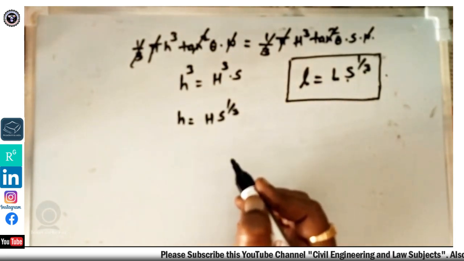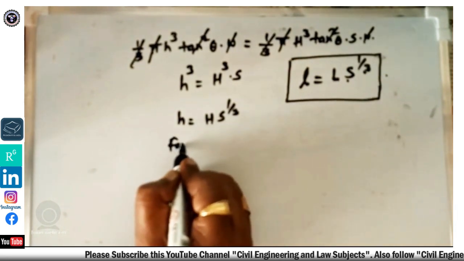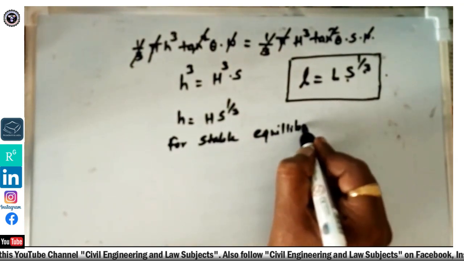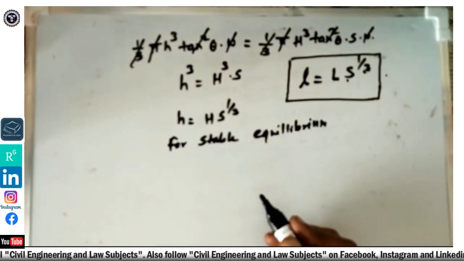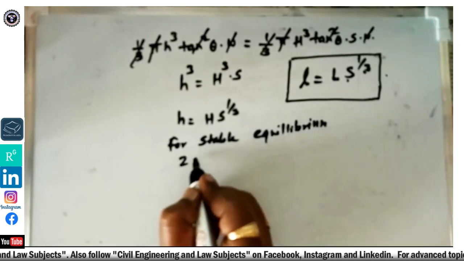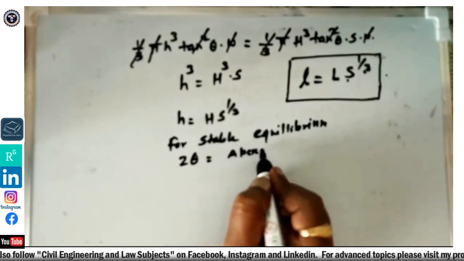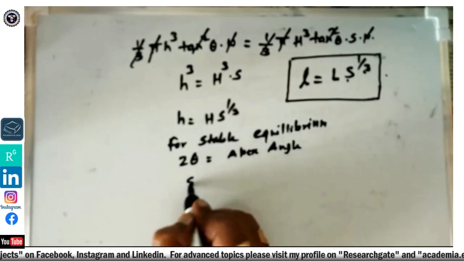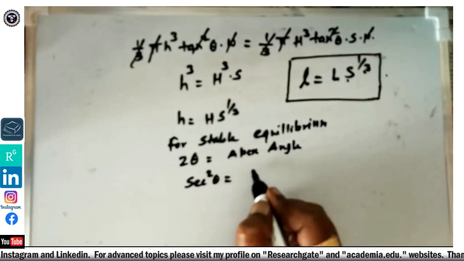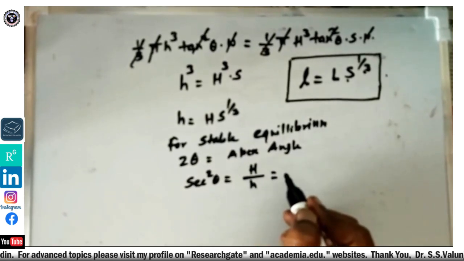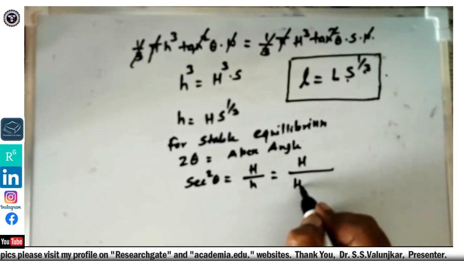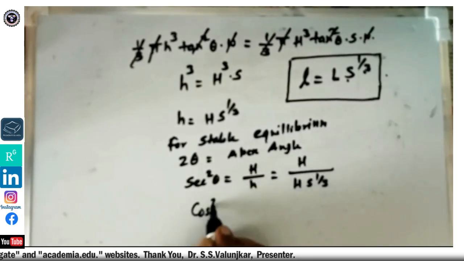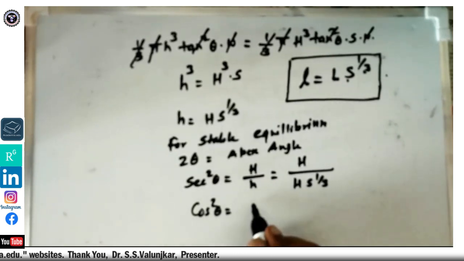Now for stable equilibrium, 2 theta is the apex angle. So sec square theta is equal to capital H upon small h, which is equal to H upon H S raised to one third. So cos square theta is equal to S raised to one third.